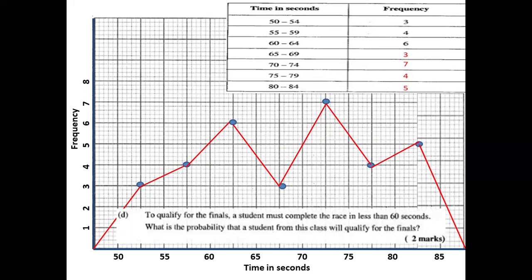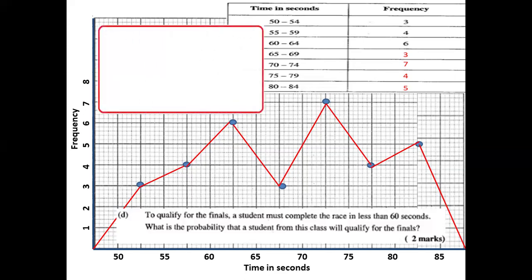There's another question here, part D. To qualify for finals, a student must complete the race in less than 60 seconds. What is the probability that a student chosen at random will qualify for finals? Right, now, we know that probability is expected outcome over total possible outcomes already, but how many students here from the table that you're seeing actually ran the race in less than 60 seconds? We have them right here.